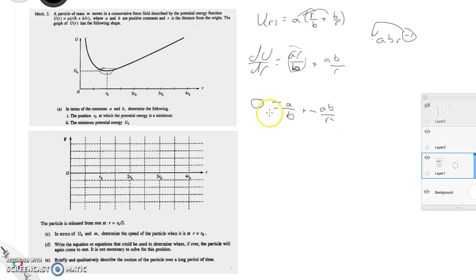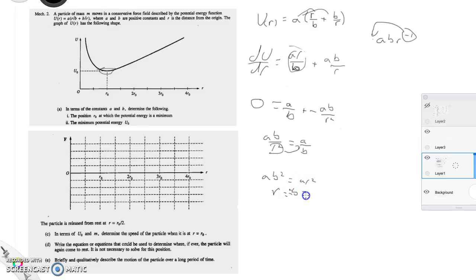Okay, add this to the other side. So Ab over r squared equals A over b. To solve for r squared, I'm going to multiply that up to there and this b over to there. So Ab squared equals Ar squared. Divide A over, and we get that r is equal to plus or minus b.